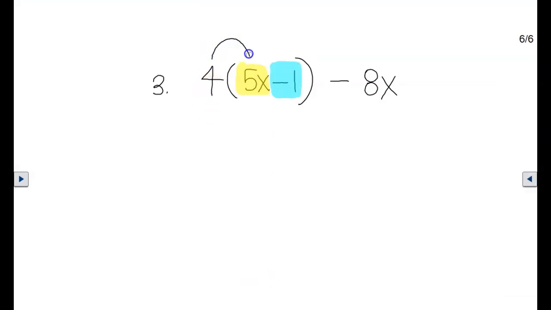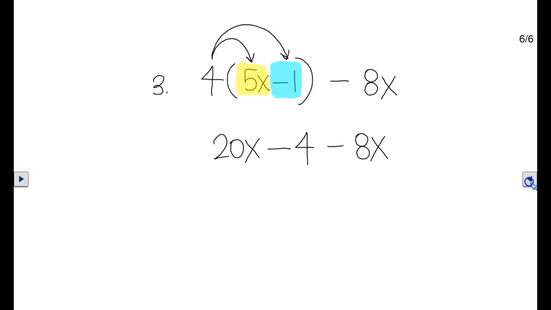So I'm going to do 4 times 5x. 4 times 5 is 20. Reattach that x. I'm going to do 4 times negative 1, which is negative 4. So I write down minus 4. So I get 20x minus 4. I do not distribute the 4 to this last guy over here because notice he is outside of the parentheses. So what you're going to do is just bring down this minus 8x and put it in your problem. So I have distributed. It was necessary. I have done it.